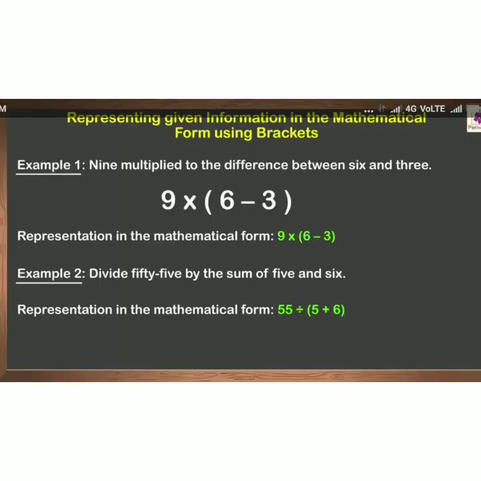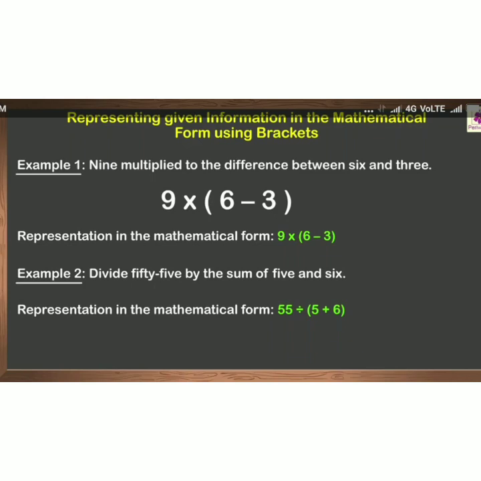How to represent the given information in mathematical form using brackets. Look at example 1. Nine multiplied by the difference between 6 and 3. Here there are two operations: one is multiplication, the second is difference. So the difference we have to perform first, then that answer we multiply with the other number. So 9 into (6 minus 3) is equal to: a subtraction 6 minus 3, then multiplied with 9, you will get the answer.